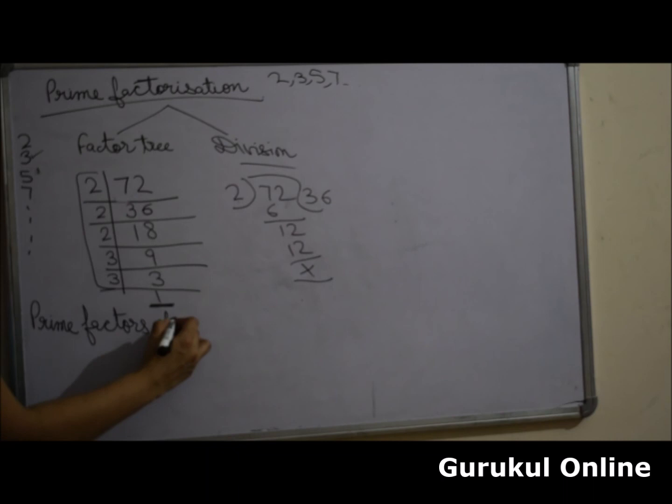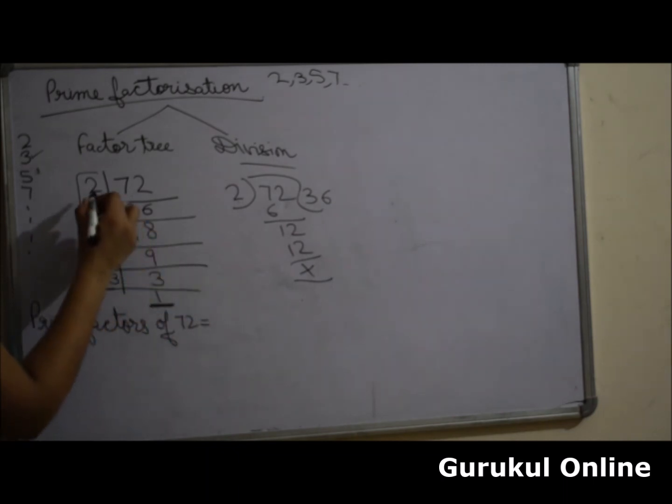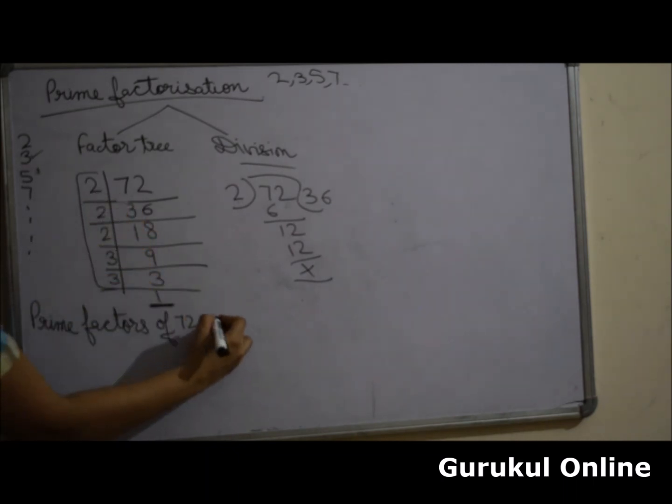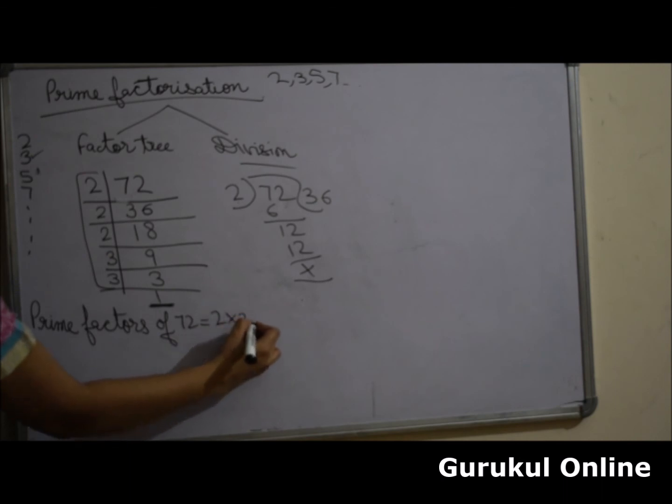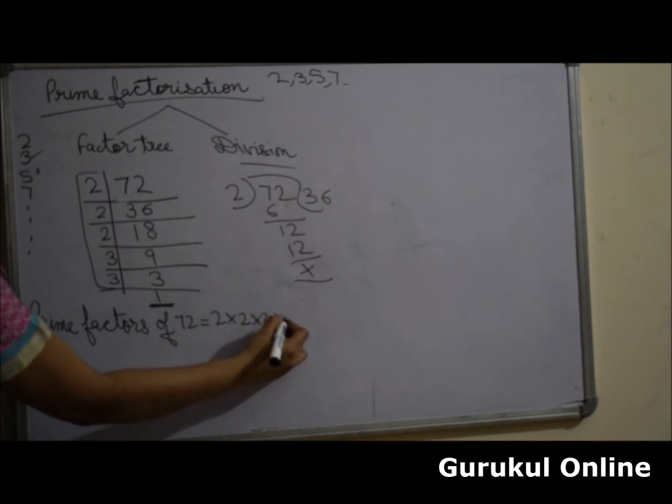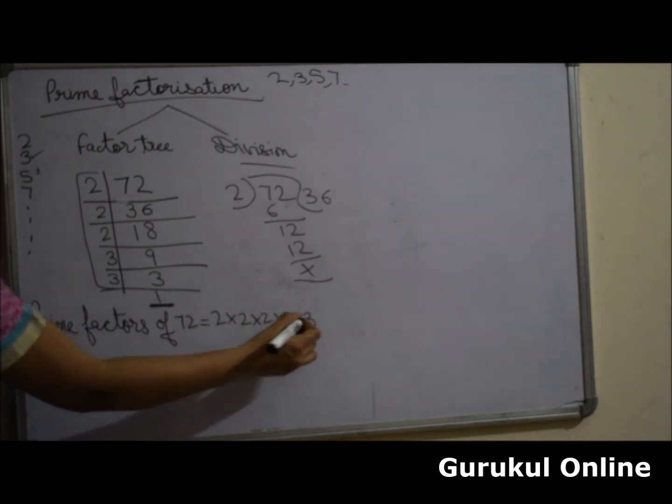So the prime factors of 72 that we have got here are 2, 2, 2, 3, 3. So 2 into 2 into 2 into 3 into 3.